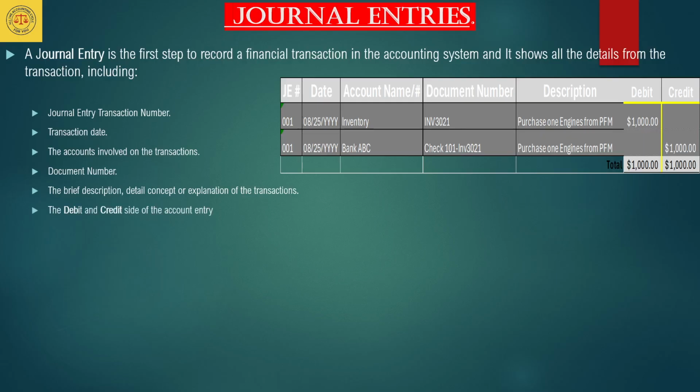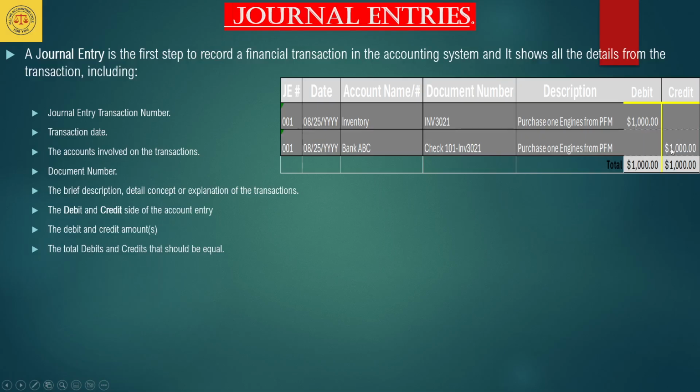The debit and credit side of the account entry. Yeah, I already did the account entry, right? So I put just 1,000 debit and 1,000 credit in the same journal entry. The debit and credit amounts, 1,000 and 1,000. Okay, this is a simple entry, so it's going to be just one debit and one credit. The total debits and credits should be equal. Yeah, if you see here, we have the total debits is 1,000 and the total credit is 1,000.